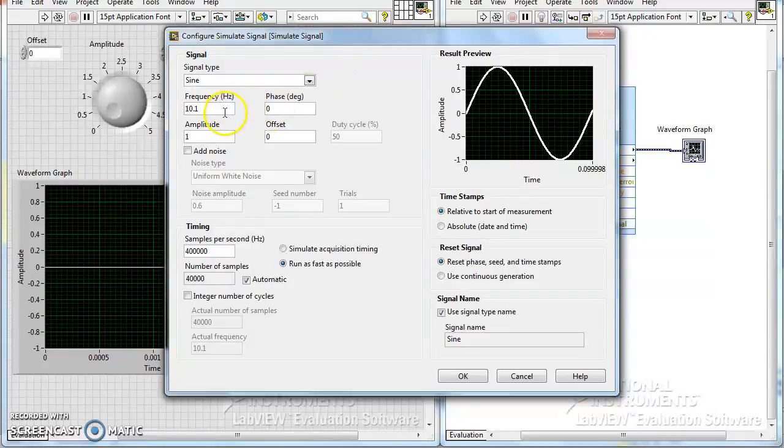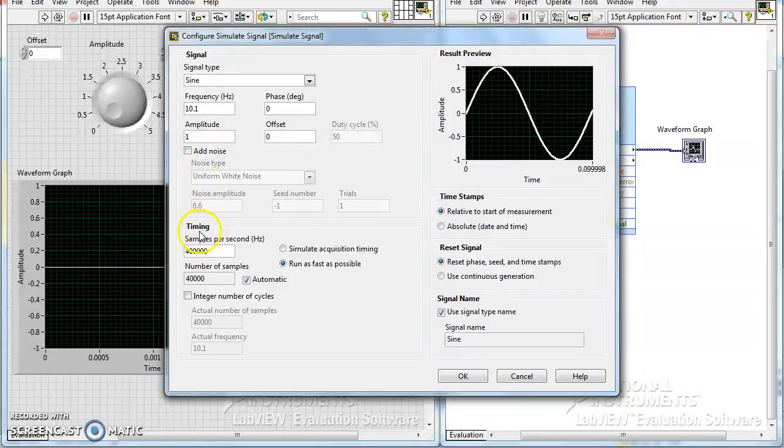The frequency is 10.1 Hertz, which is a default value. Once again, the phase is 0, amplitude is 1, and the offset is 0. So these are the default values. Even if you don't give any input parameters, the block considers these values for the simulation purpose. Next, if you are generating a square wave, you could give the duty cycle of desired data.